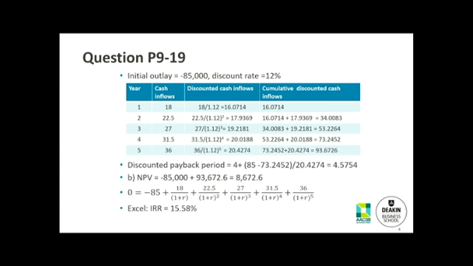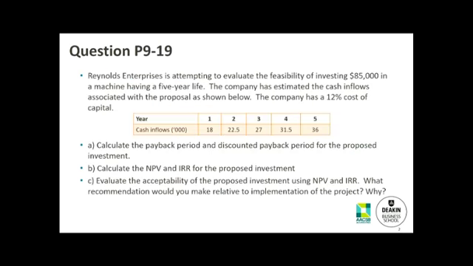IRR is 15.58%. The question also asked you to evaluate the acceptability of the project using NPV and IRR. What recommendation would you make relative to implementation of the project? If you have such questions, you may need to state the risk as well. But if it is for an individual project, that's okay. NPV and IRR will always give you the same conclusion, as long as they are conventional cash flows.